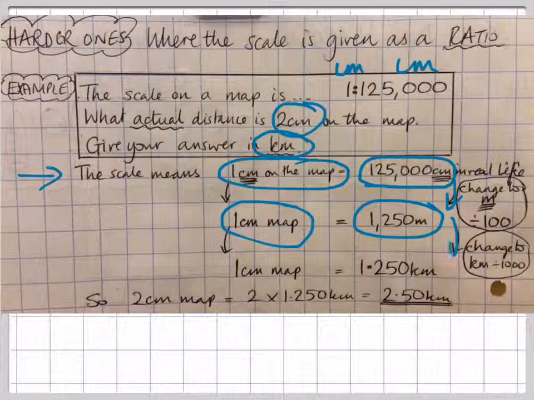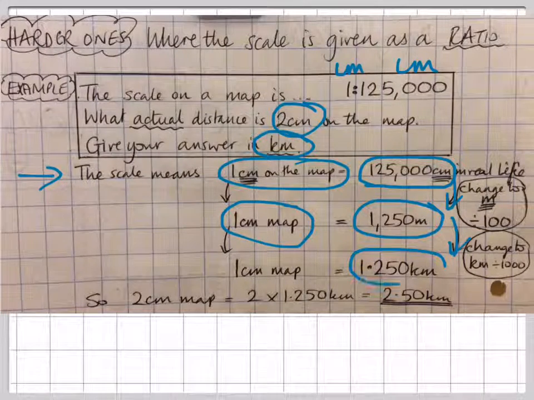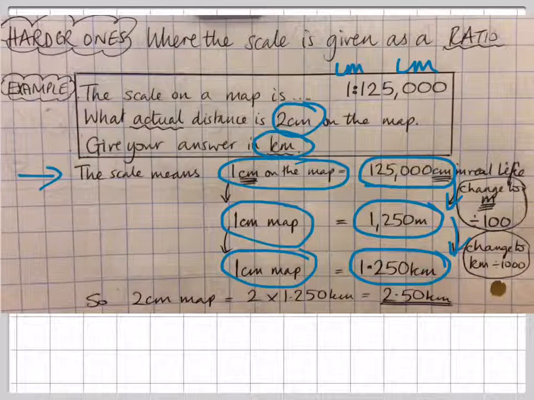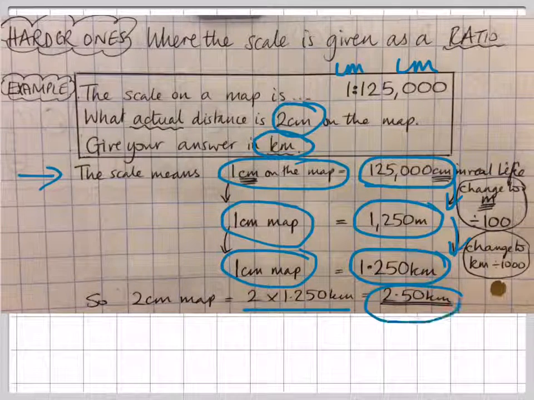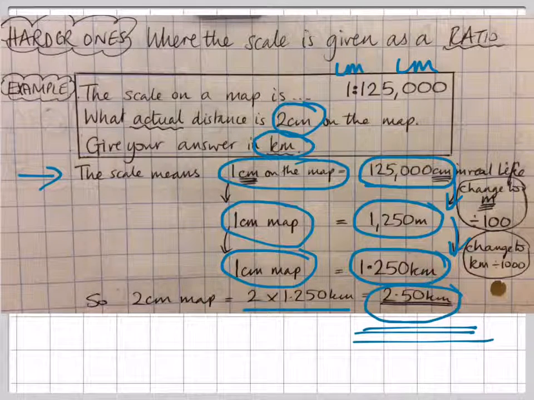Again, let's change to kilometres. To change metres to kilometres, well, we know there's 1,000 metres in a kilometre, so we need to divide by 1,000. That will give us 1.25 or 1.250 kilometres. Again, it's still 1 centimetre on the map. So we know that 1 centimetre on the map now equals 1.25 kilometres. The question asks, what distance does 2 centimetres represent on the map? So that's just twice as long. So 2 times 1.25 kilometres would give us 2.50 kilometres, and that would be our answer.